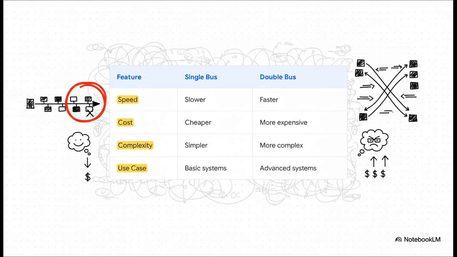Of course, as computers got more and more powerful, this system had to evolve. Early designs used a single bus, which was simple and cheap, but it created a traffic jam, a bottleneck. So modern, high-performance processors often use multiple buses, which is like adding more lanes to the highway. It allows different parts to talk at the same time, which, you guessed it, means a huge boost in speed, but at the cost of more complexity and money.